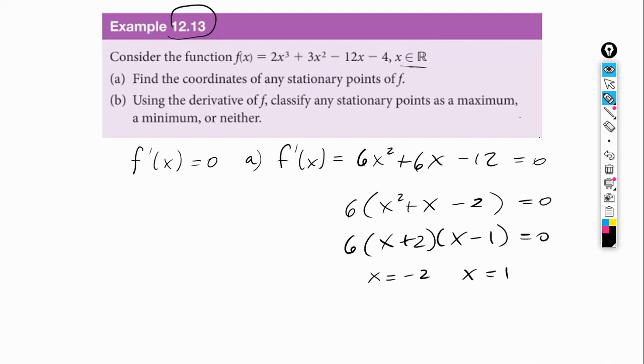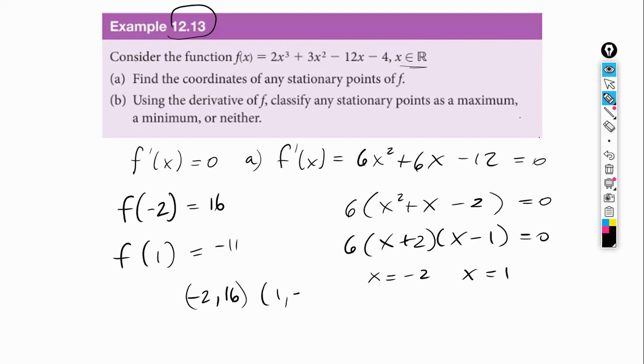So then by plugging those values in the original function f, we get that f of minus 2 gives us 16, and f of 1 gives us negative 11. Therefore, the coordinates would then be negative 2 comma 16 and 1 comma negative 11. Now notice that this gives us a hint of being a maximum, and this gives us a hint of being a minimum. But let's use the derivative to classify these stationary points. And for that, we're going to need a table. So I'm going to get rid of all this, and I'm going to draw a table.